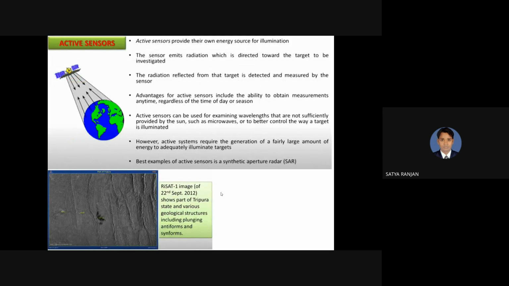Then the active sensors provide their own source of illumination, and the sensor emits radiation which is directed towards the target. Targets mean some of the Earth's features. Then the radiation is reflected back, detected, and measured by the sensor. The advantages of the active sensor include the ability to obtain measurements anytime, regardless of the time of day or season. So it is very useful whether it is day or night time.